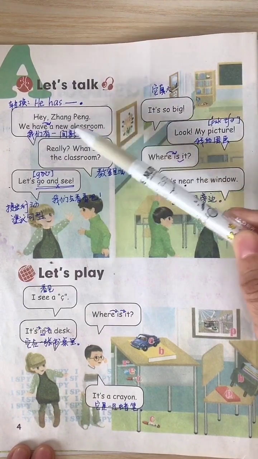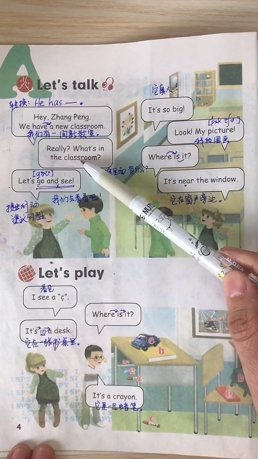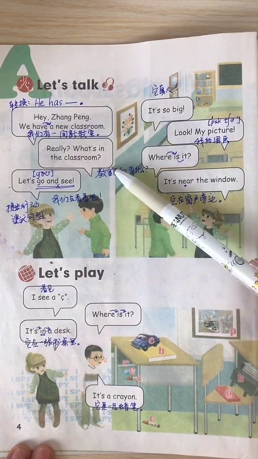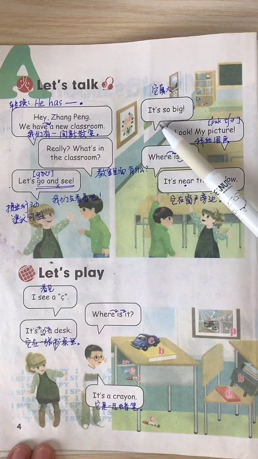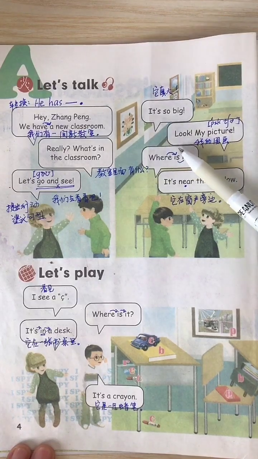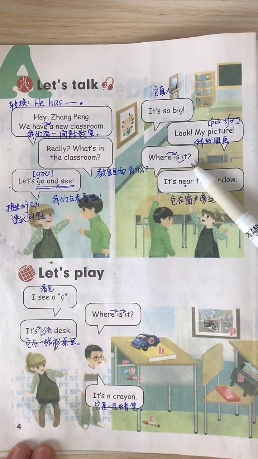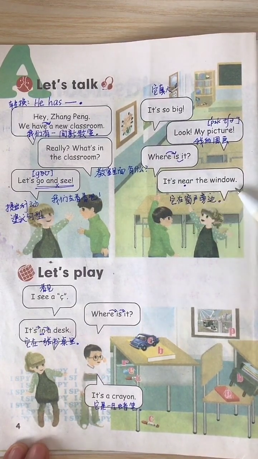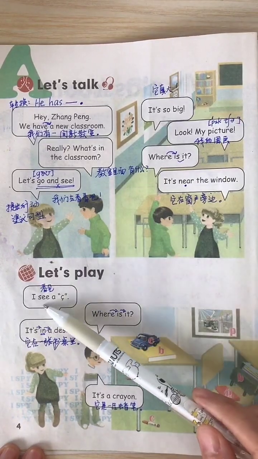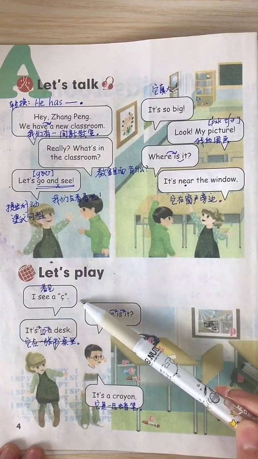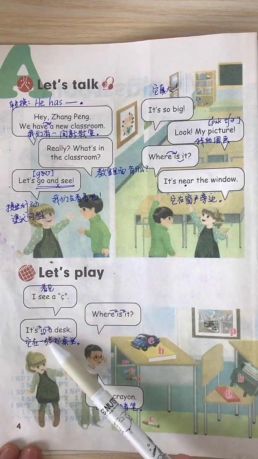A. Let's talk. Hey, 张鹏。We have a new classroom. Really? What's in the classroom? Let's go and see. It's so big. Look, my picture. Where is it? It's near the window. Let's play. I see a sea. Where is it? It's in a desk.